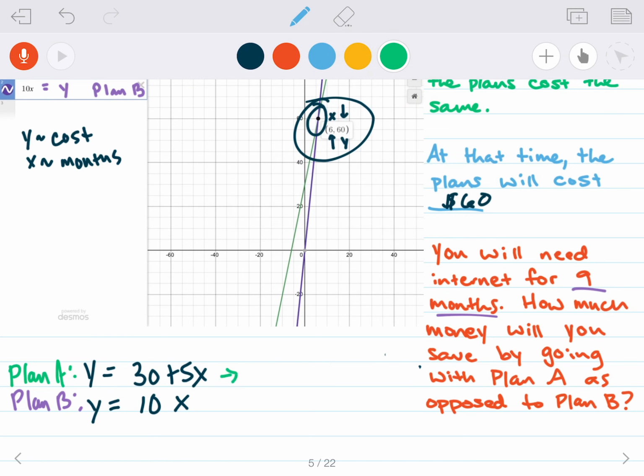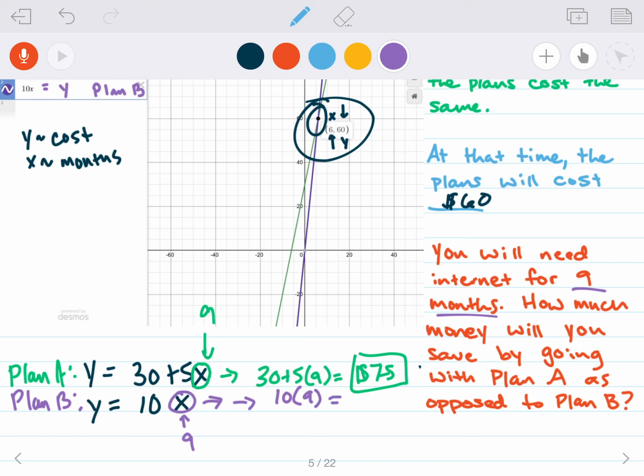So what we're going to do is, this is a function. We can plug in 9 for 9 months into x and get out an answer for y. So when we plug in 9 for x, we get 30 plus 5 times 9. 45 plus 30 is 75. So this is telling me that it's going to cost me $75 for the internet with plan A for 9 months. Now for plan B, I'm going to do the same thing. I'm plugging in 9 for my input value to see what I get for my output. So if I do 10 times 9, I'm going to get $90.